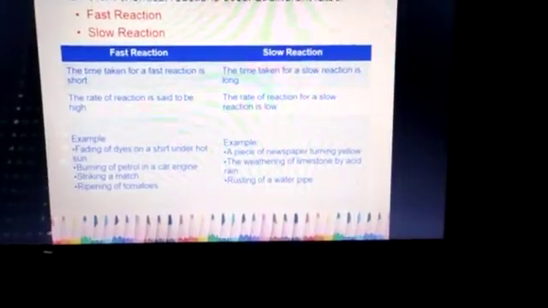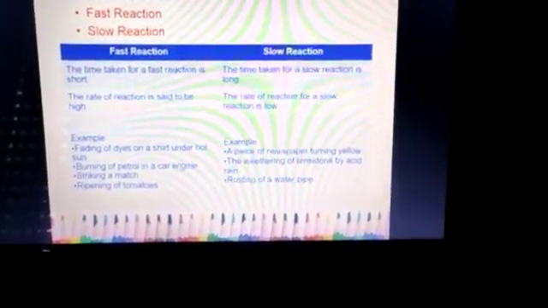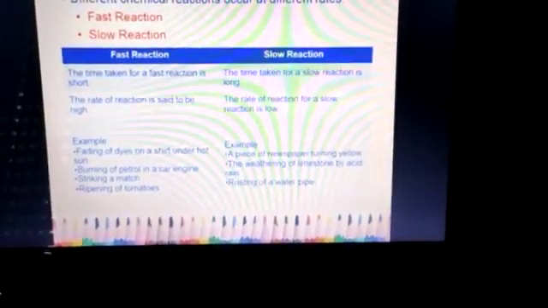For a slow reaction, the time taken is long. The rate of reaction for a slow reaction is low. For example, a piece of newspaper turning yellow, weathering of limestone by acid rain, rusting of water pipe.